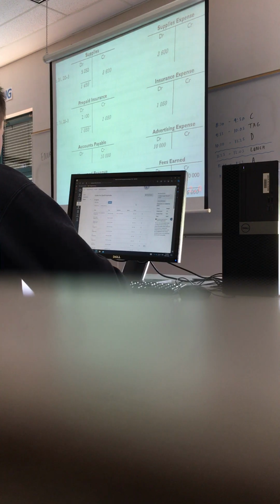So you just move $1,050 from prepaid insurance to insurance expense because it's been used, it's gone. And then the remaining value in insurance is going to be the same, $1,050. It's the other half that's left.